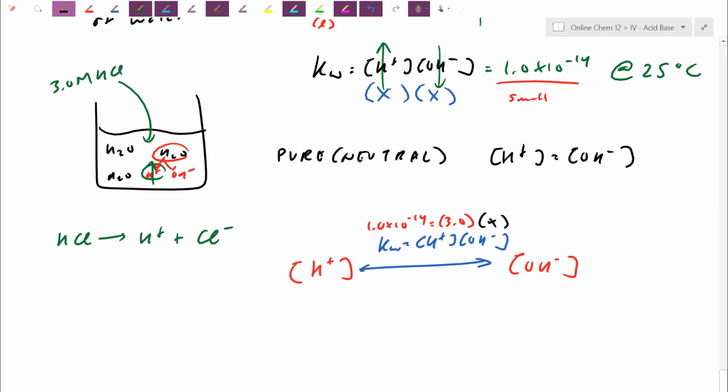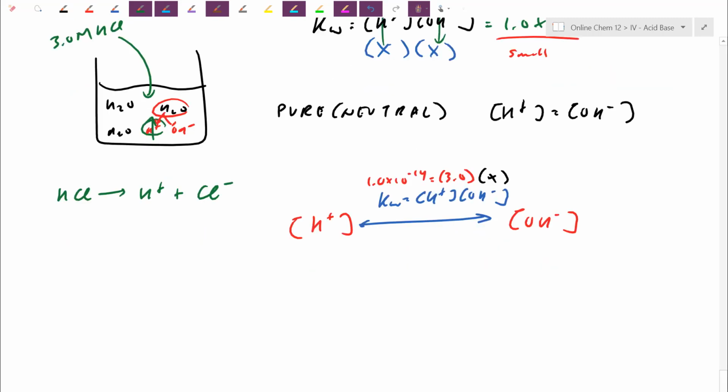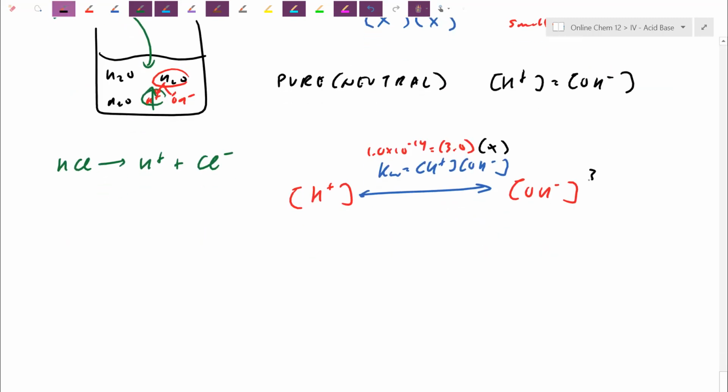So let's just do that here. We're going to have 1e negative 14 divided by 3. My hydroxide concentration this time is, let's say, 3.3 times 10 to the negative 15. My H plus is just 3 molar. An acidic solution is just one in which your H plus content is higher than the hydroxide.